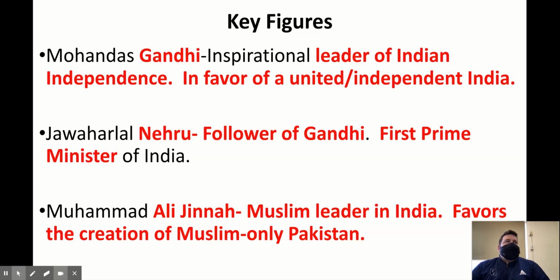One of his followers is a guy named Nehru. He will eventually become the first prime minister of India. Once India does gain its independence, the first political leadership that India has will be in the person of Nehru. He's a follower of Gandhi in the sense that he is an Indian nationalist who is certainly in favor of a united and independent India, but he is more of the politician of the two for sure. Where Gandhi is more of the inspirational spiritual leader, Nehru is more of the nuts and bolts mechanical political leader. So Gandhi and Nehru work hand in glove together in the matter of Indian independence.